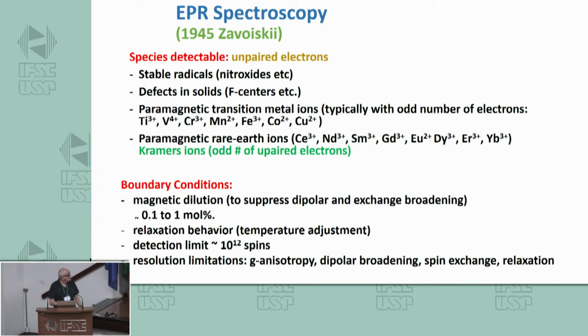And then, of course, this is the part that is interesting. The resolution depends a lot on the sample. It depends on various interaction mechanisms that are, on the other hand, important sources of information: g anisotropy, I will talk about that, dipolar broadening, spin exchange, and relaxation.